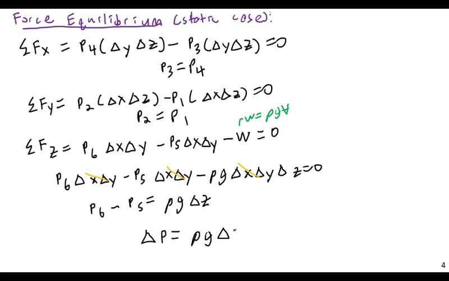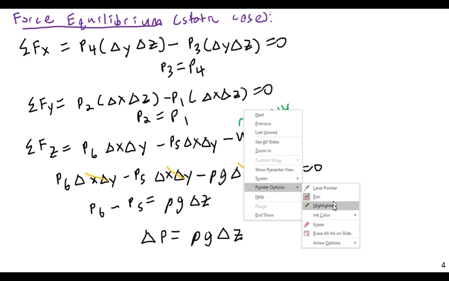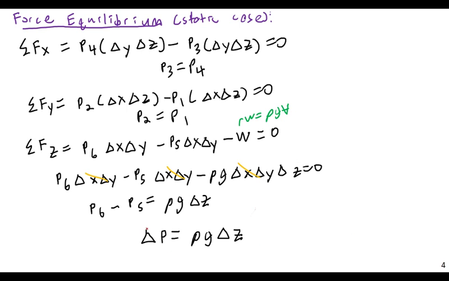Or finally, I could get to a final derivation of delta P is equal to rho g delta z. The change in pressure in a fluid is going to be equal to the density times the acceleration due to gravity times the change in height. And this will be our governing equation for simple problems of fluid statics.